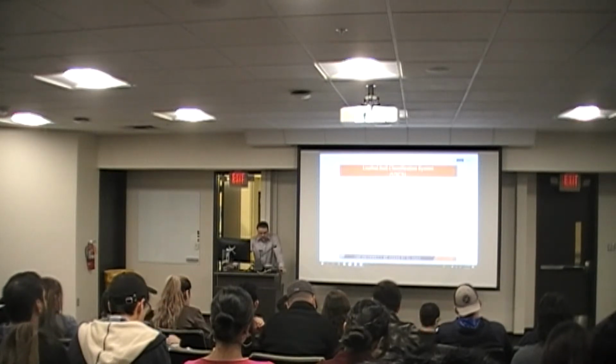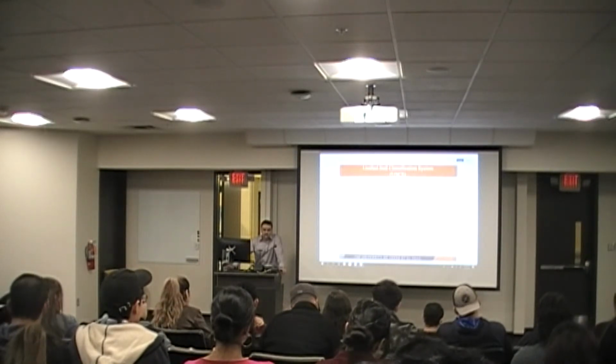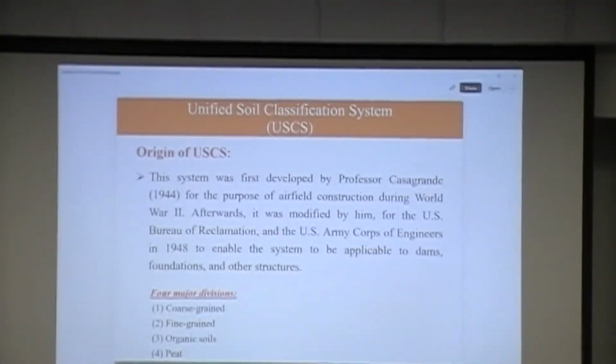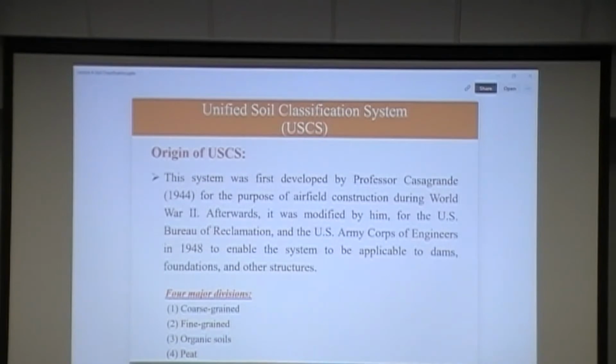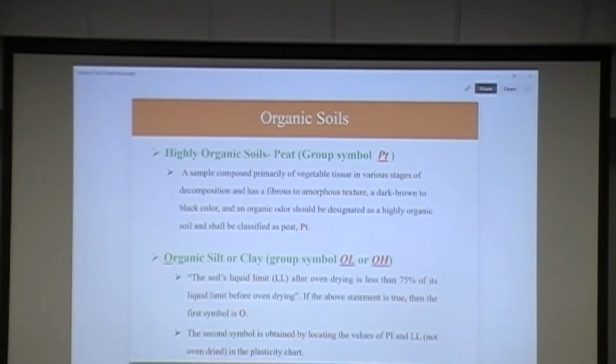All right, so quickly, according to the USCS, we essentially subcategorize our soils into 4 major categories: coarse grain material, fine grain material, organic matter, and peat. Let's quickly tackle the last 2, the organic soils and peat material, by definitions. Peat, we show that with PT, as you can see in this slide. It's essentially a sample composed primarily of vegetable tissues in various stages of decomposition, with fibrous and amorphous texture, dark brown to black color, an organic smell to it, and it's also called highly organic matter. So that's basically the definition of the peat material.